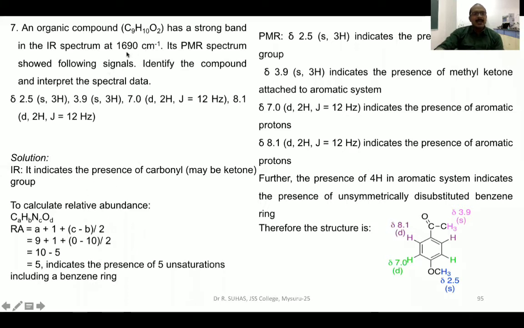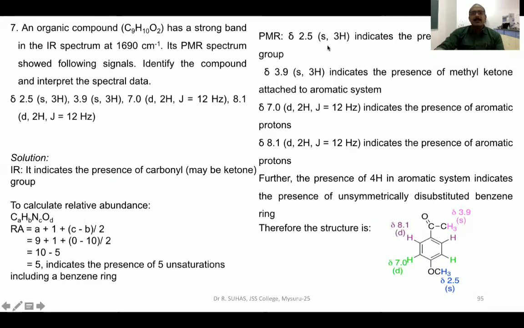As I said, in the IR there should be a carbonyl group. We don't know whether it is an aldehyde or a ketone; we shall check later. Calculate the double bond equivalence. It comes out to be 5. So 5 indicates the presence of a benzene ring. For the benzene ring we have 3 plus 1, that is 4. One more we have to check what it is.